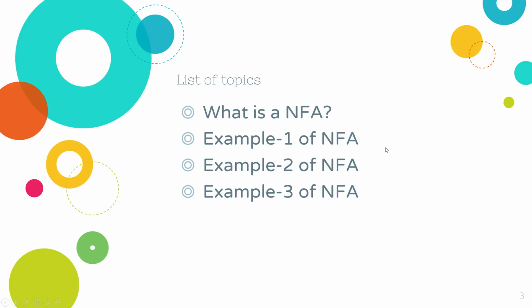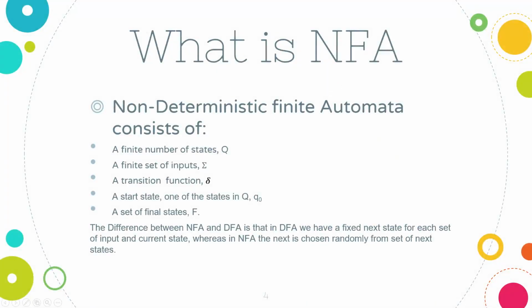Alright, so let's start with the definition. What is NFA? Well, non-deterministic finite automata, also called NFA, consists of 5 things. First is the number of finite states Q, then a finite set of inputs sigma, then we have a transition function delta, then a starting state Q0 and a set of final states F.